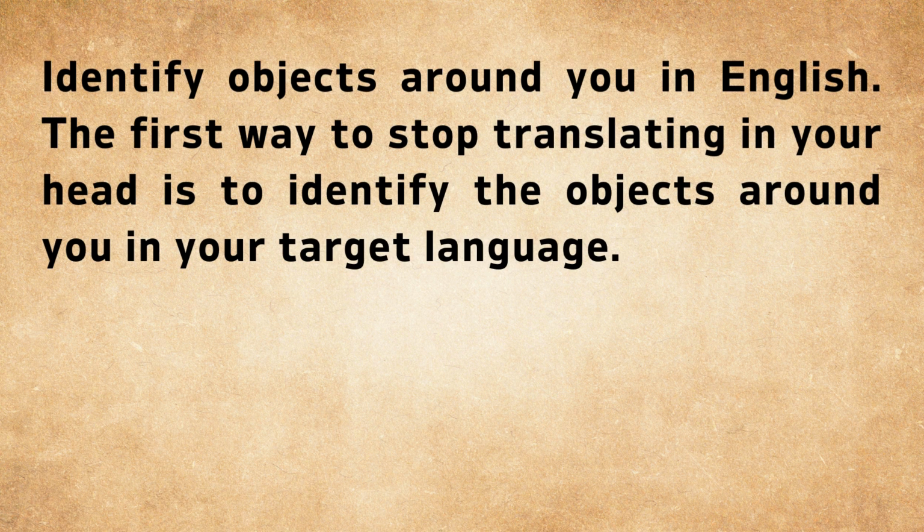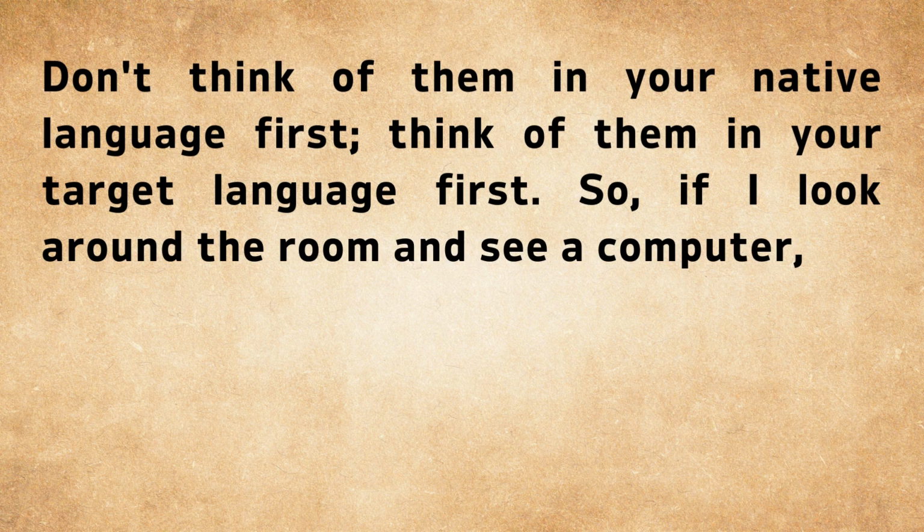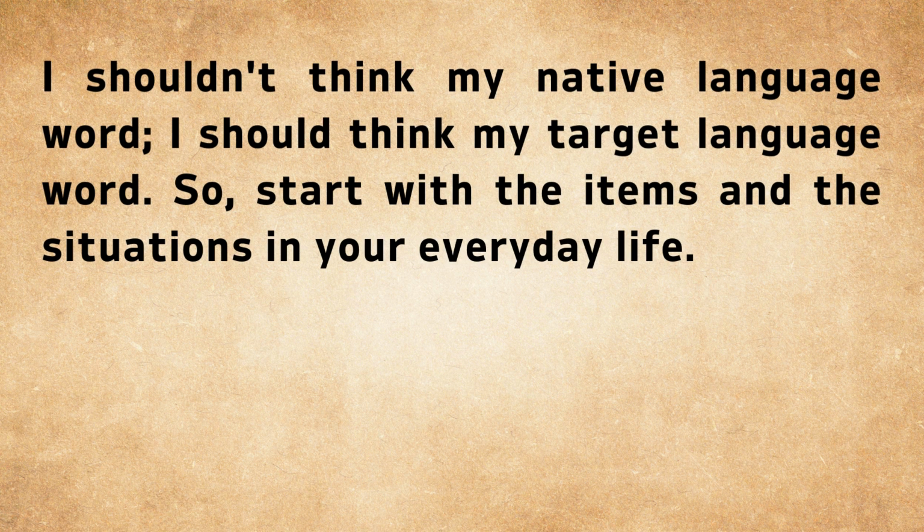The first way to stop translating in your head is to identify the objects around you in your target language. So, if you're studying English, that means you look at the objects around the room. Look at the things in your life. Don't think of them in your native language first. Think of them in your target language first. So, if I look around the room and see a computer, I shouldn't think my native language word. I should think my target language word.